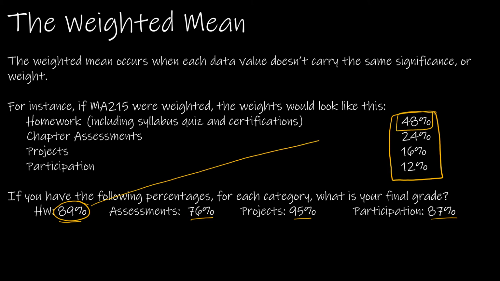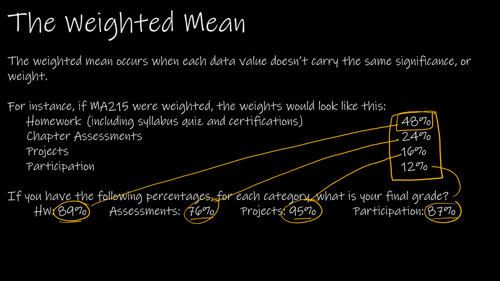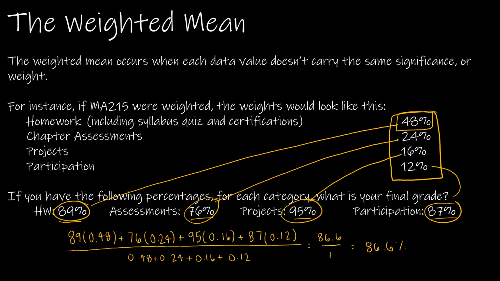So I'm going to take 89 times 48% and 76 times 24% and 95 times 16% and 87 times 12%. Now, because this added up to 1, which often will happen, I really didn't have to do this part on the bottom where I added those up. So in a weighted mean question, you would add those up unless you know that they add up to 100%. So again, I get 86.6%, which is a B.